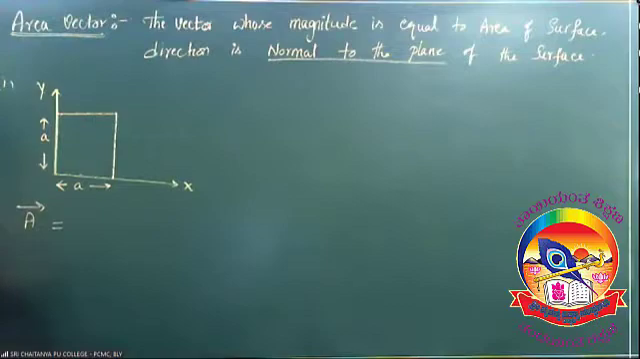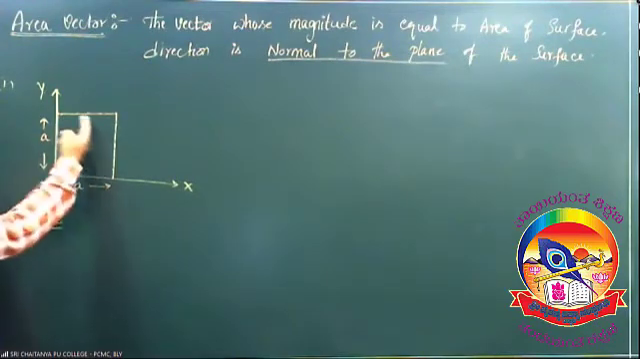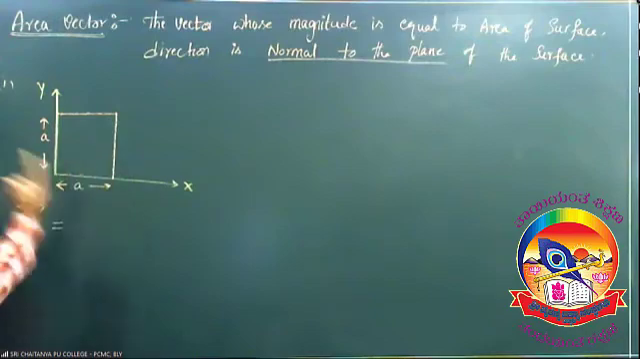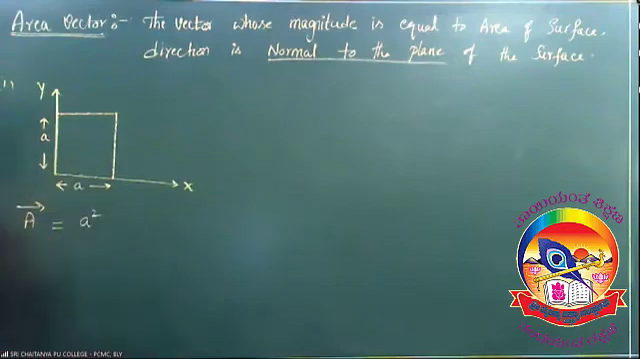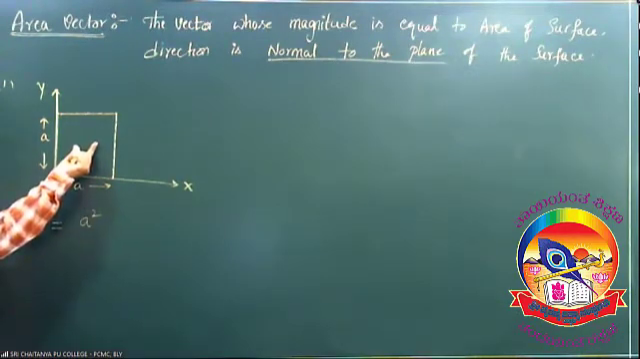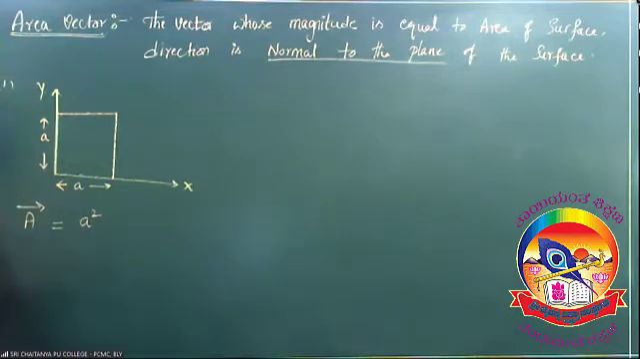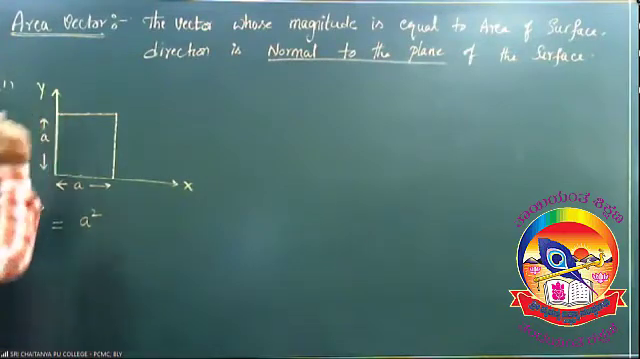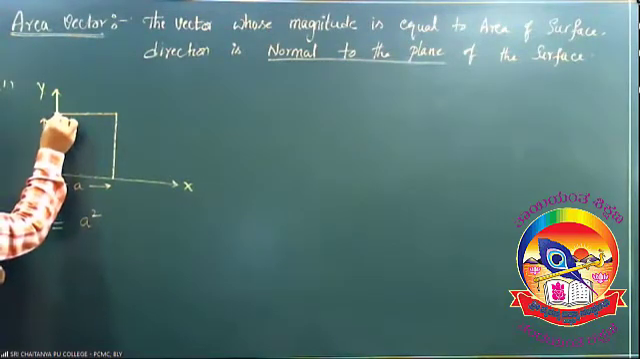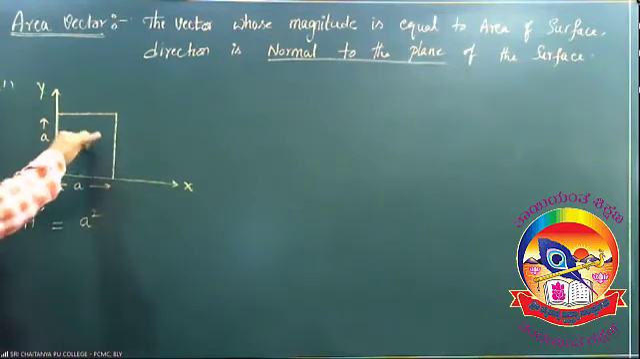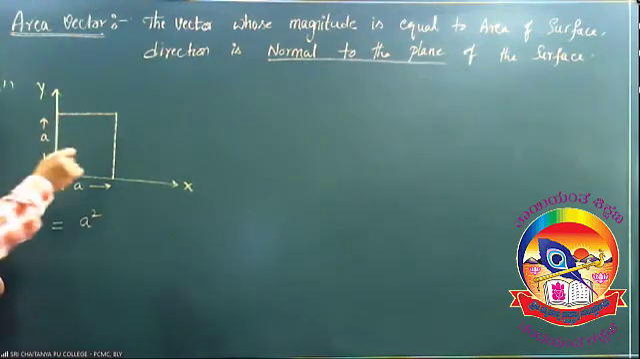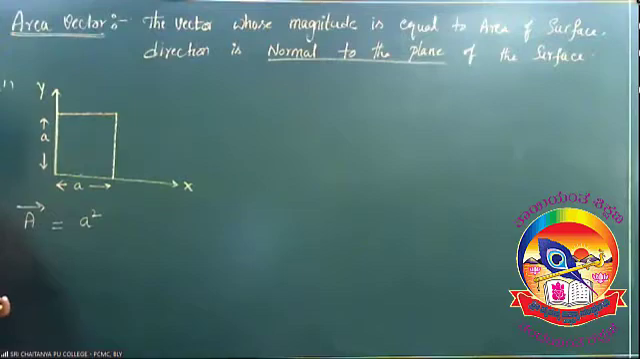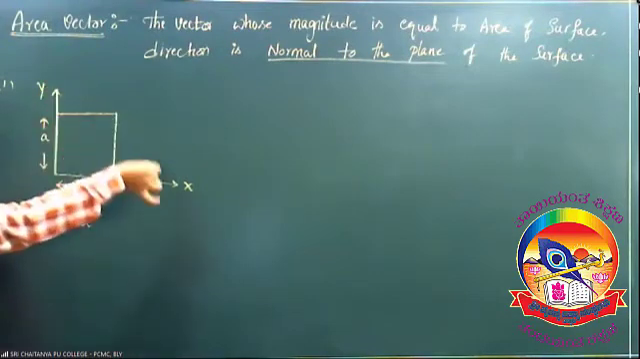A bar. What is the area of this surface? It is a square one. Sides are A and A. Area is A square. Okay. So this is the magnitude of this area. And what is the direction? Direction is normal to the plane of the surface. So for finding that, you have to see in which plane it is. It is in XY plane. If you draw the normal, it can be like this, outward normal or inward normal.